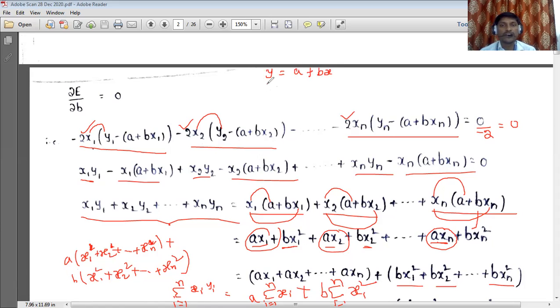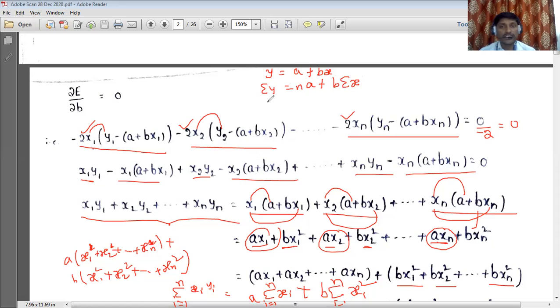First, what we are doing: summation, we are writing for variables. Here variables are nothing but x and y. So for that, this is summation, and for the constant we are writing n.